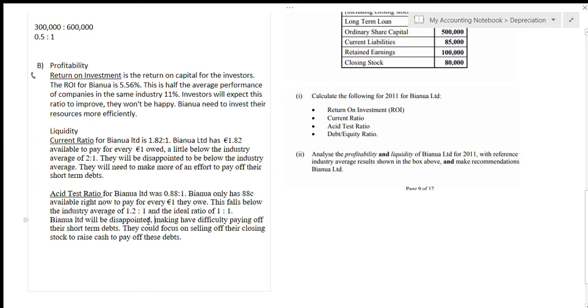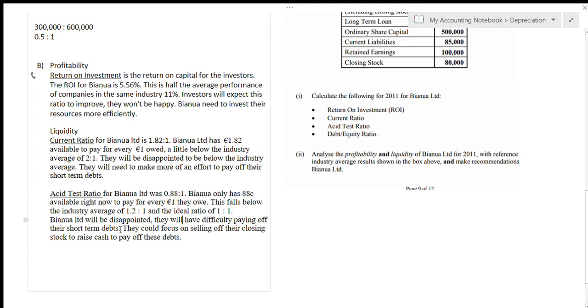So Bianua will be disappointed. I'm just saying here, making. They will have difficulty paying off their short-term debts. So basically, look, if you owe €1 and you only have 88 cents available, times that by a couple of million, and now you're in trouble. They don't have enough money to pay off their short-term debts.